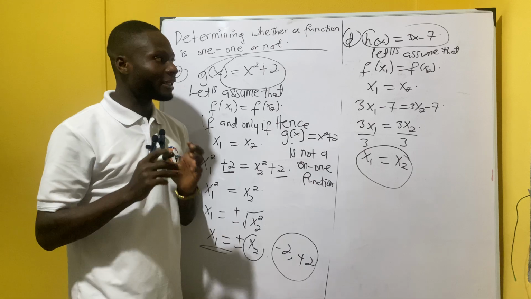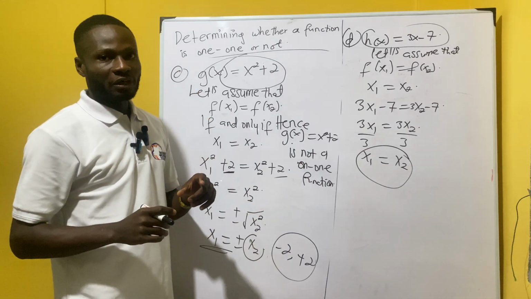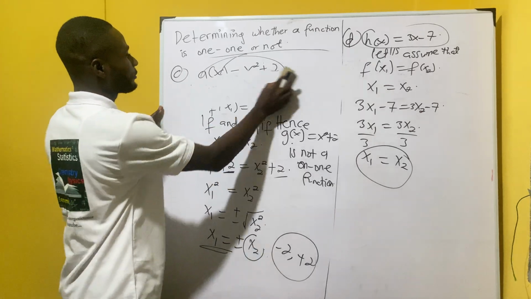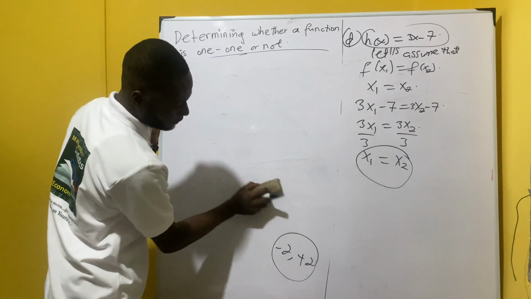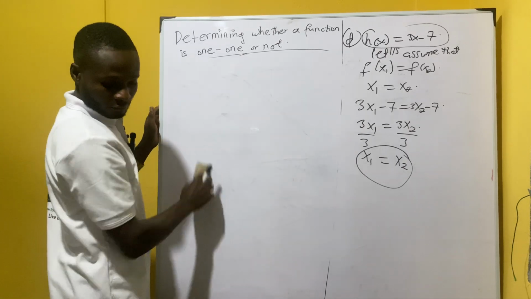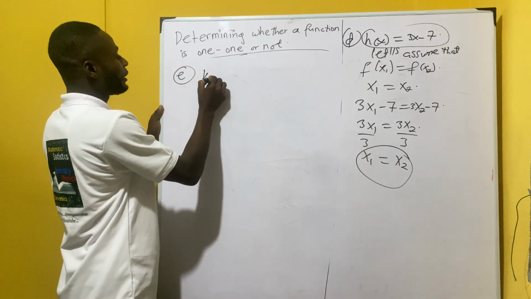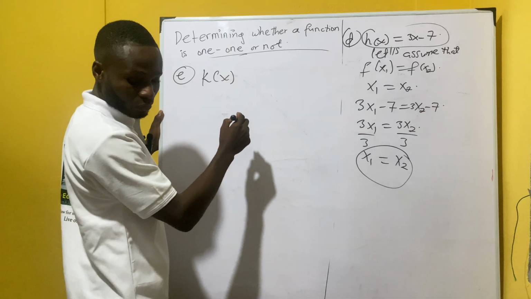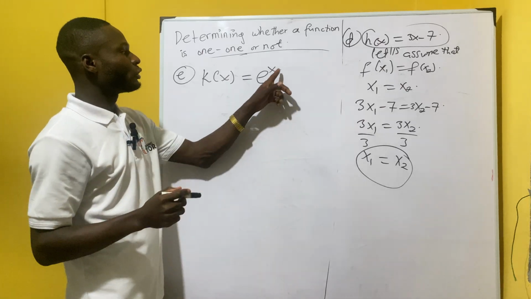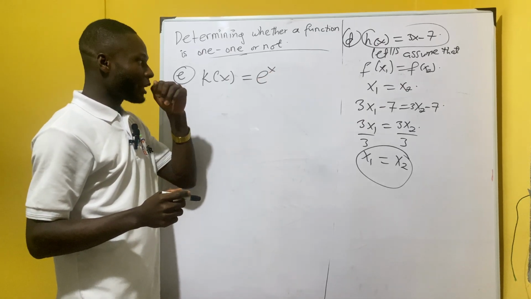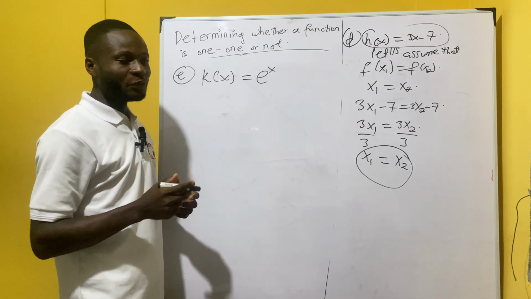So let's look at our final problem on how to determine whether a function is indeed a one-to-one function or not. Right. So our last problem is k of x is equal to e power x. Right. So this particular function, we are to determine whether it is a one-to-one or not. Please don't forget to pause the video and give it a try.